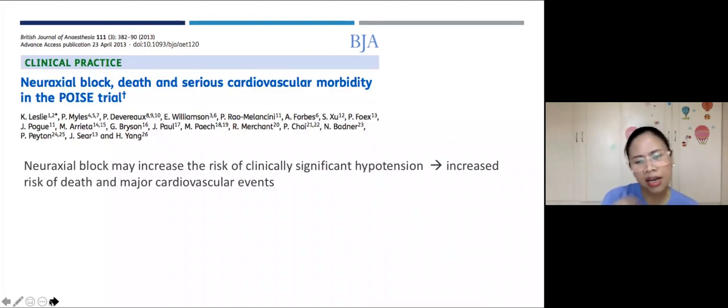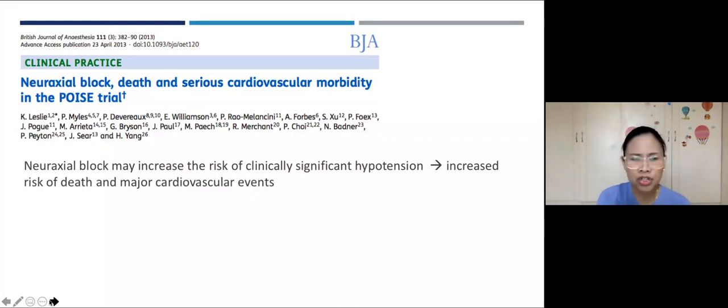Okay, so this paper tried to find out if neuraxial blockade would increase the risk of clinically significant hypotension that would lead to myocardial infarction and/or cardiac arrest. Okay, so they included patients that were enrolled in the POISE trial.